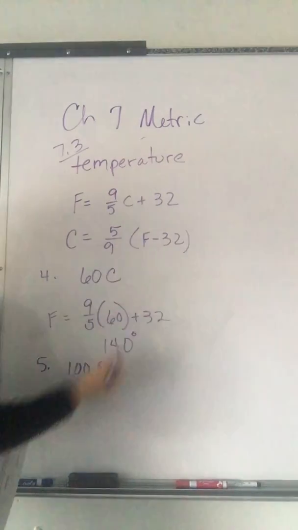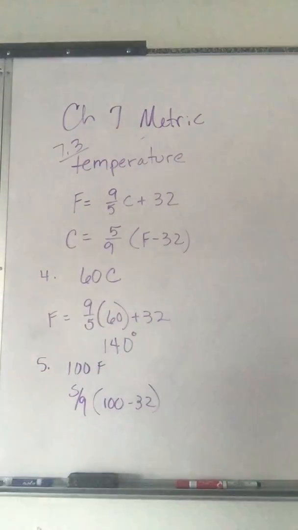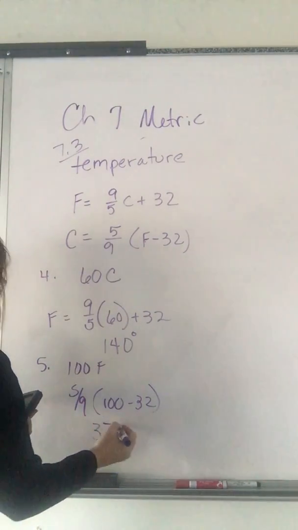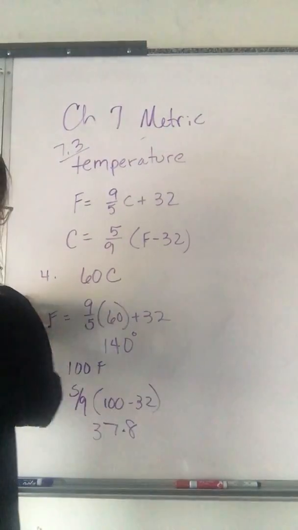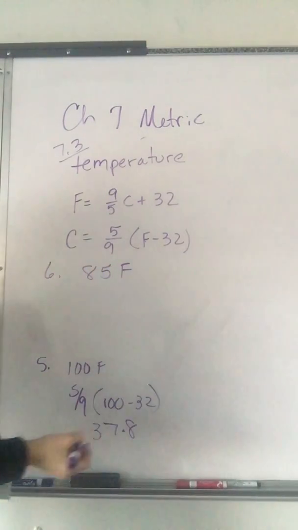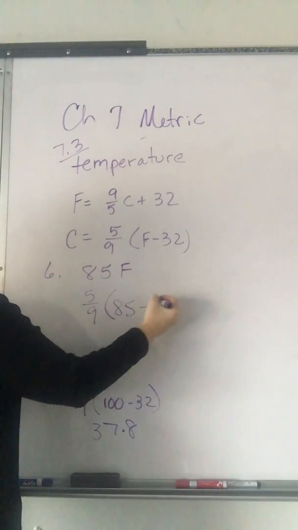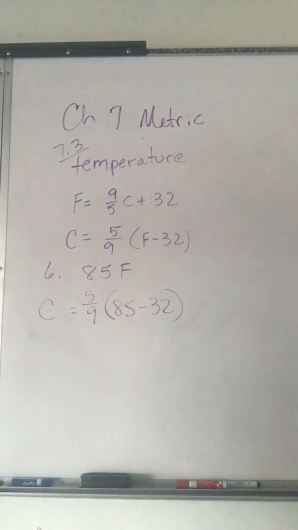So I want to put that in for the F value. 5 ninths times 100 minus 32. Again, punching that in. That one comes out as a decimal also, 37.8 to the nearest tenth. All right, number 6. We're converting 85 Fahrenheit to Celsius. So once again, plugging in for F will be 5 ninths times F, which is 85 minus 32, and that will convert it over to Celsius. So punching that in your calculator.